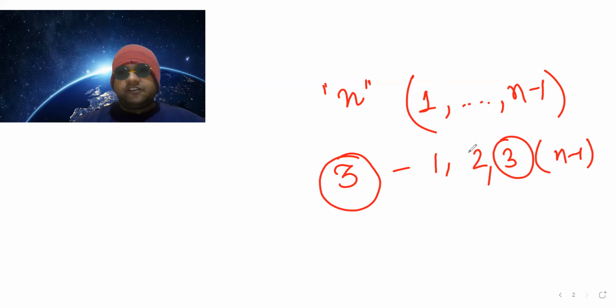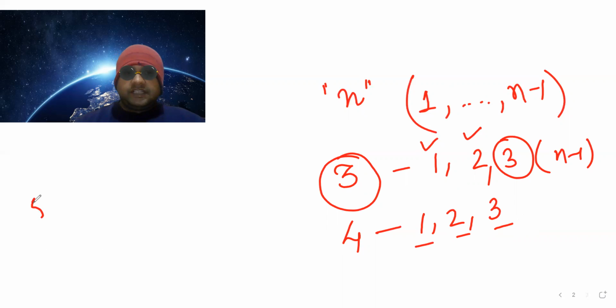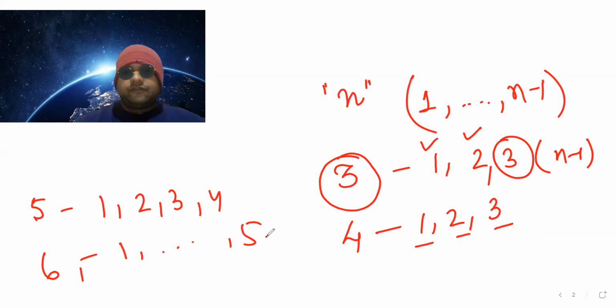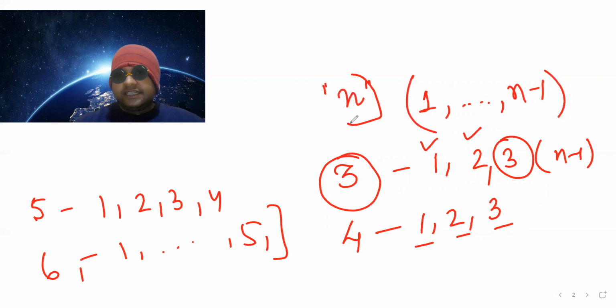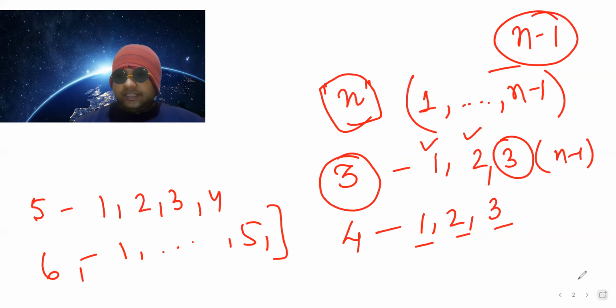So the possible remainders for 3 are 1 and 2. Similarly, if the number is 4, 1, 2 and 3 are the possible remainders. If the number is 5, 1, 2, 3, 4. Similarly, for 6, it is 1, 2, 3, 4, 5, and so on and so forth. So what we have learned is that if there is a number n, the number of possible remainders is n minus 1. First thing to learn.